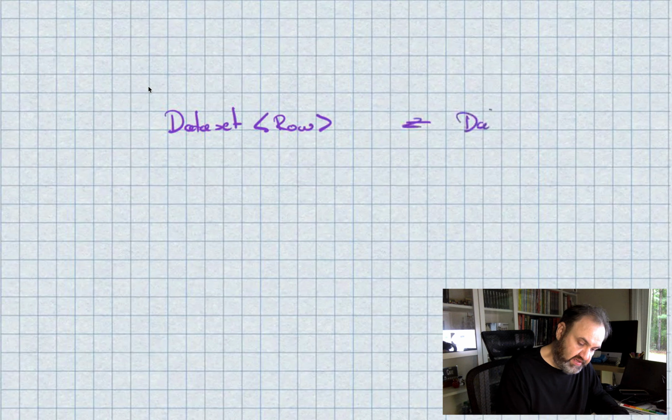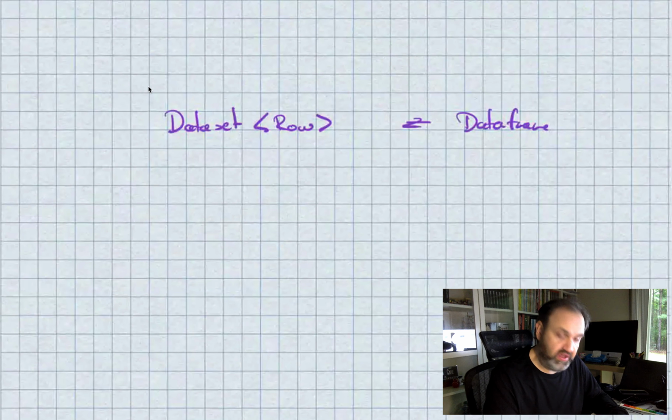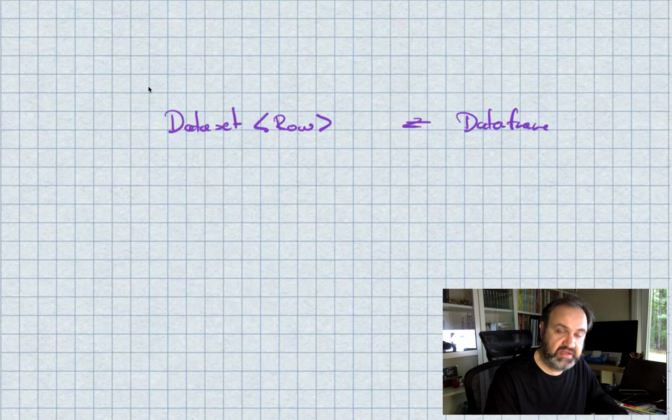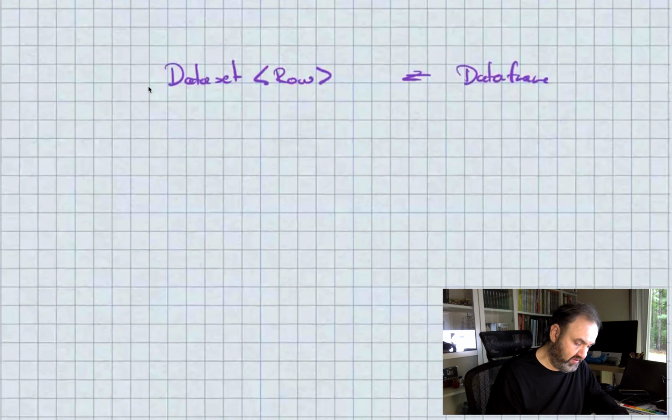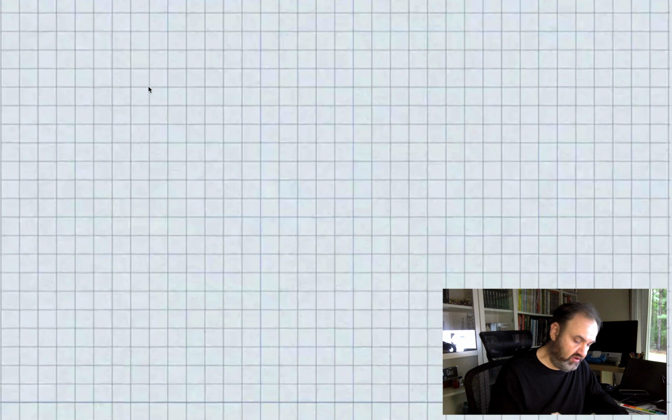Okay, and this is a really important concept because you can have datasets of something else, and we are actually going to start this lab by having a dataset of something else. So how does it look like? Just a little bit of a reminder on how things are.